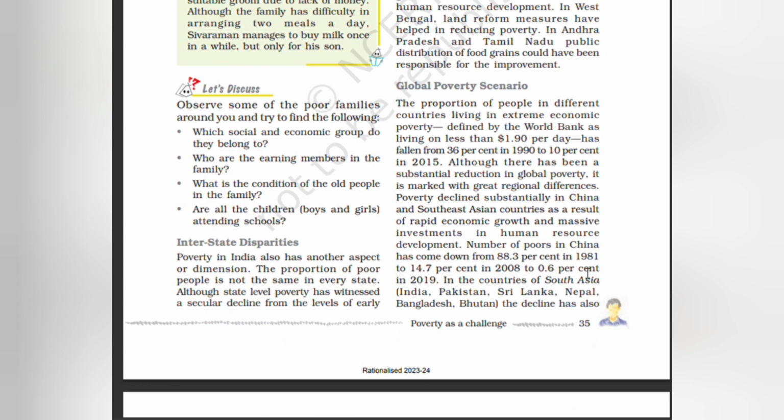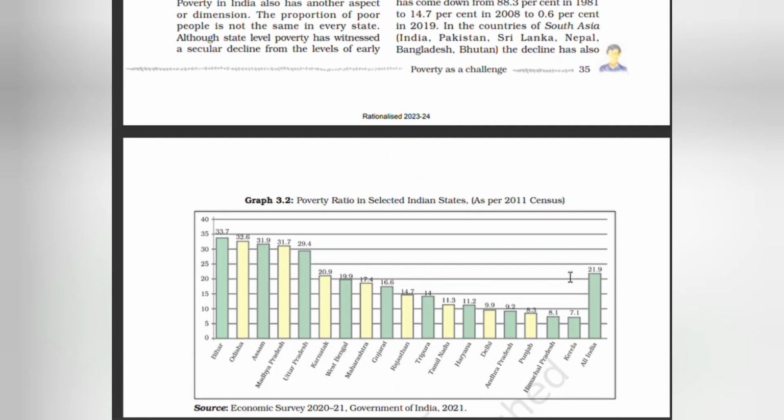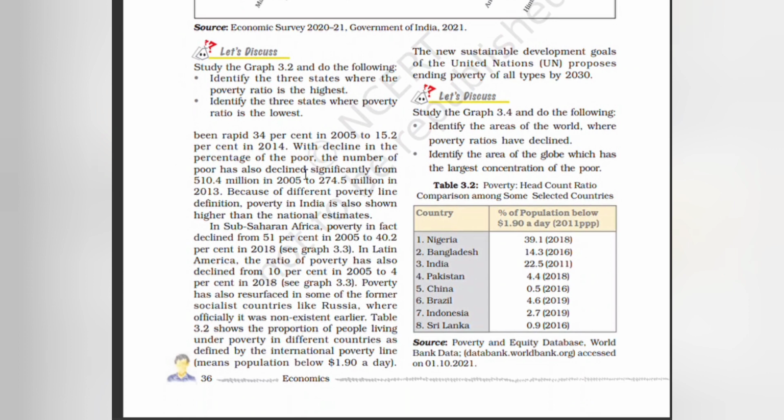The countries of South Asia, India, Pakistan, Sri Lanka, Nepal, Bangladesh, and Bhutan, that decline has also been rapid, that is 34% in 2005 to 15.2% in 2014, with decline in the percentage of the poor. The number of poor has declined significantly from 510.4 million in 2005 to 274.5 million in 2013.